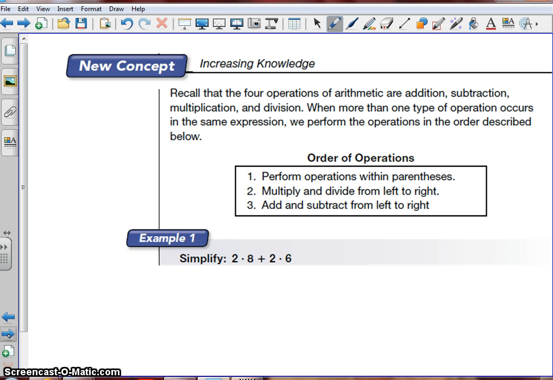below. First, you perform operations within the parentheses. Next, you multiply and divide from left to right. Finally, you add and subtract from left to right.